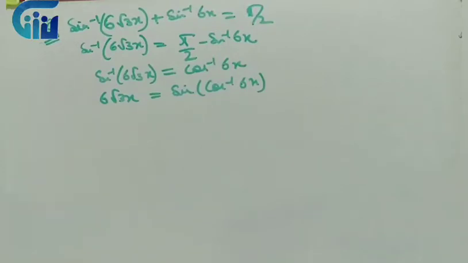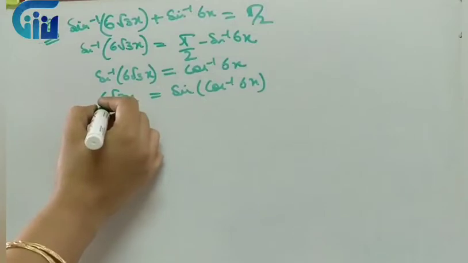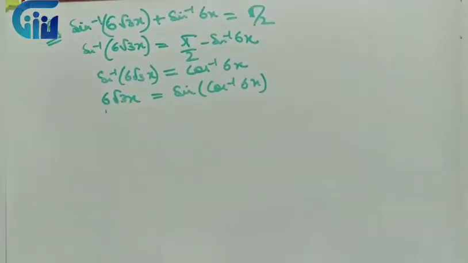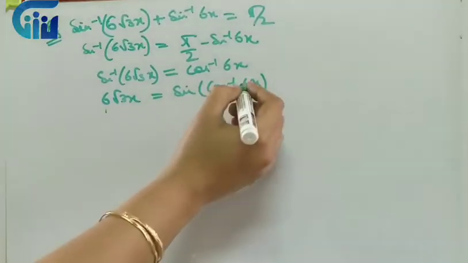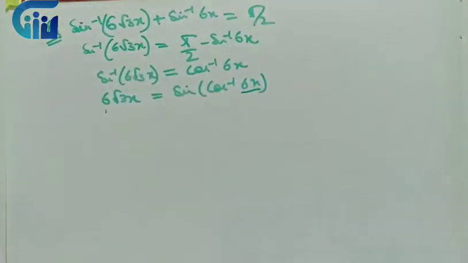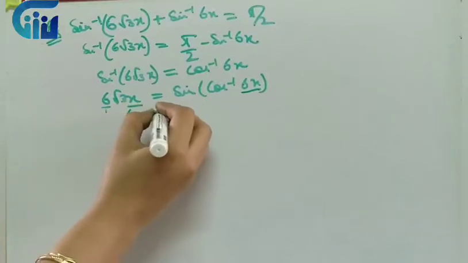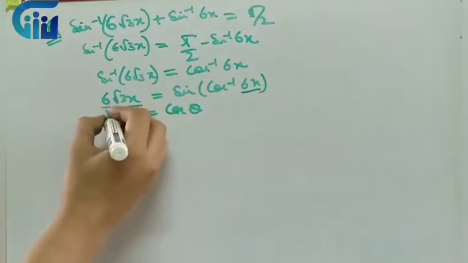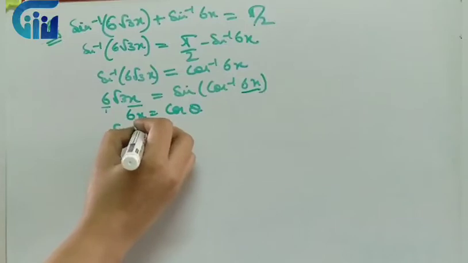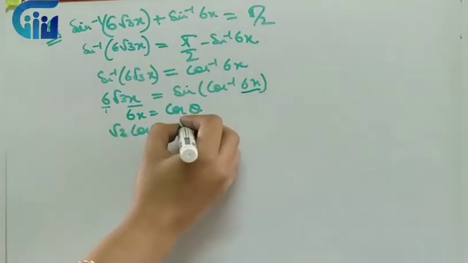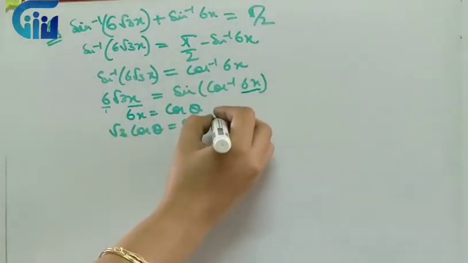We will put 6x as cos theta. Since we have 6x over here and we need to get rid of this cos inverse, 6x will also change here. So what I will do, I will put 6x as cos theta. So this will be reduced to root 3 cos theta and this will be sine of theta.